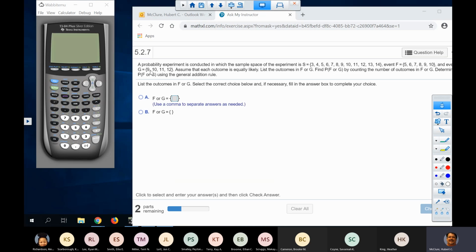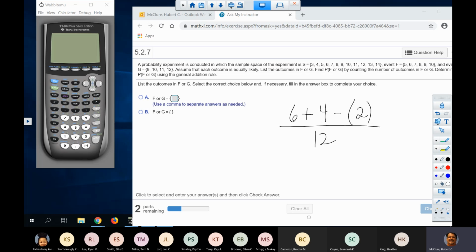9 and 10, right? So now we got 2 numbers. Somebody tell me: 1, 2, 3, 4, 5, 6, 7, 8, 9, 10, 11, 12. 12 is still our denominator. I mean, we got an F, 6. So 6 plus, it's the additive law, 4, thank you, minus the overlap, which is 2 over 12. And that's going to be the part that asks you for the probability.